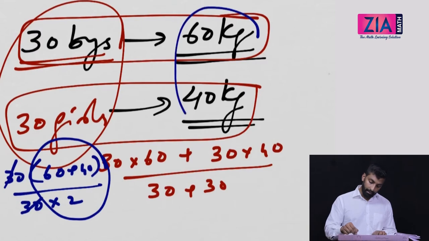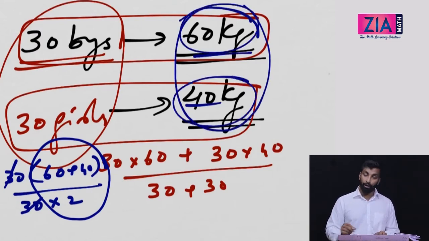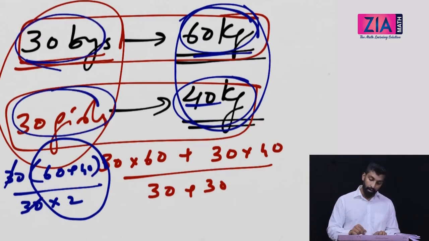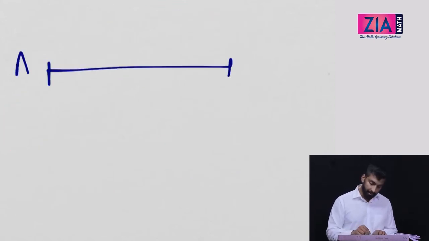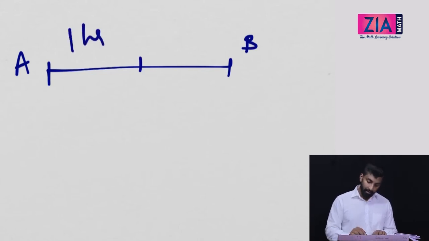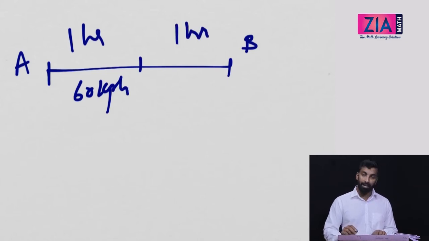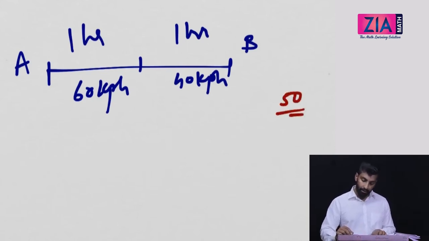So in this case, you just need to take the simple average of the weight which is given. Although the average weight is given, since the numbers are equal, you just need to take the simple average. That's why, if you see some application questions in speed, distance, time, like you need to travel a distance A to B. In the first 1 hour you are traveling at 60 kph. In the second 1 hour you are traveling at 40 kph. So what is the average speed? Here you just need to take the simple average, that is 50. 60 plus 40 divided by 2, that is 50.